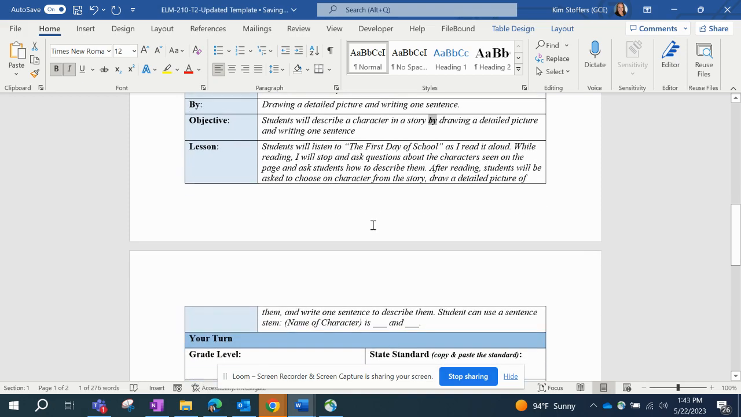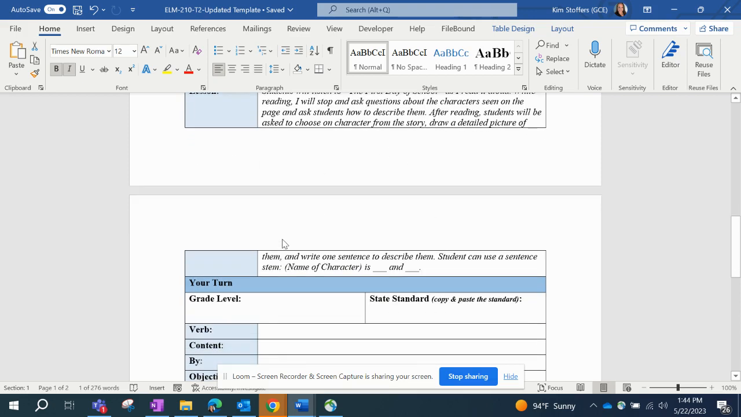So remember, we kind of start with a hook. We can do some teaching. So in this case, students will listen to a book that I'm going to read. While reading this, I'll stop and ask questions about the characters so they can start putting those pieces together. After that, they're going to go off on their own and they're going to draw a picture of one of the characters and write a sentence. I'm also going to help them use a sentence starter: the name of the character is blank, and blank. So you can also help them by writing a sentence starter.